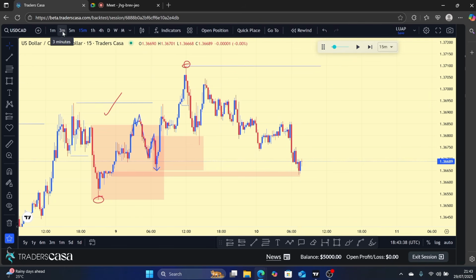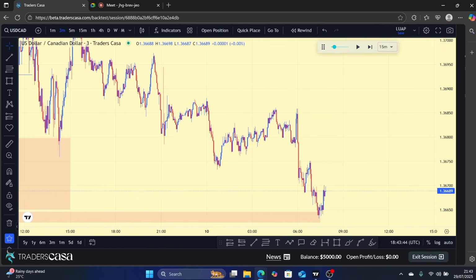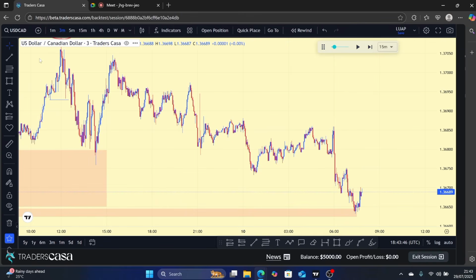So now I can shift to the 3 minutes. You can see I was using the 15 minutes, so I'll be shifting to the 3 minutes. And clearly here you can see that this is what I was talking about right here. The sellers were in control. Exactly here, the sellers were in control because price has taken a high and broke past this structure. So you can see sellers in control, and then right here again, the sellers are still in control until I have mitigated the higher time frame POI.